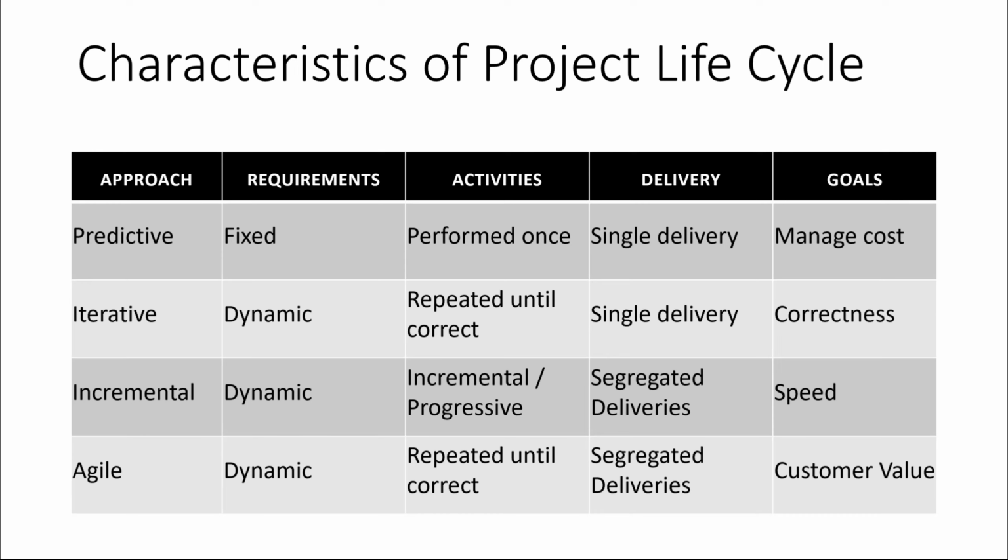being the primary goal. In an incremental approach, requirements are again dynamic, activities are performed once for a given increment, deliveries are frequent deliveries, and the goal in this case is speed of delivery. In agile approaches, requirements are still dynamic, activities are repeated until correct, deliveries are handled as frequent small deliveries, and the goal in this case would be customer value via frequent deliveries and feedback.